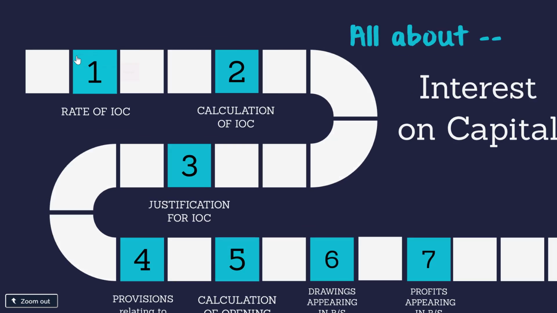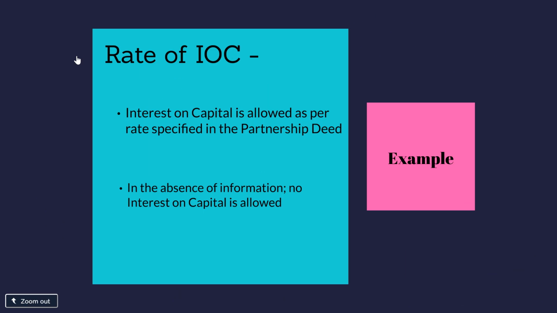Let's go to the first point, the rate of interest on capital. Interest on capital is allowed as per the rate which is specified in the partnership deed. So whatever is specified in the agreement between the partners, interest on capital is allowed at that rate. Where there is no information or where there is no partnership deed, no interest on capital is to be allowed to any partner.